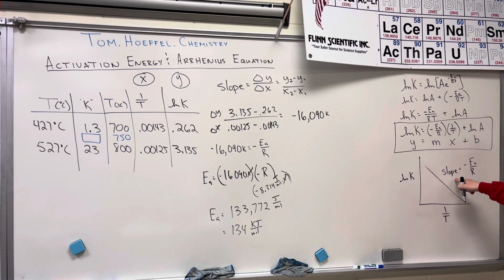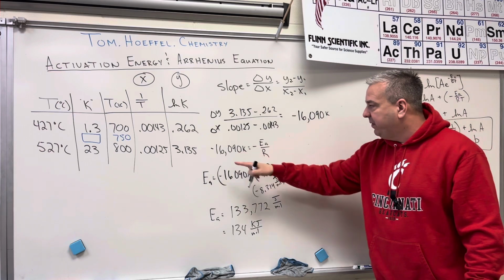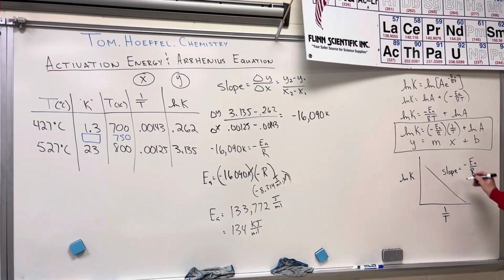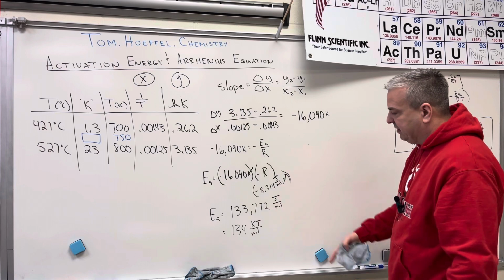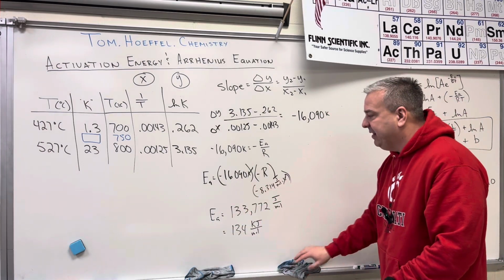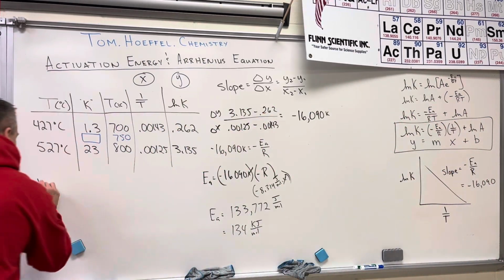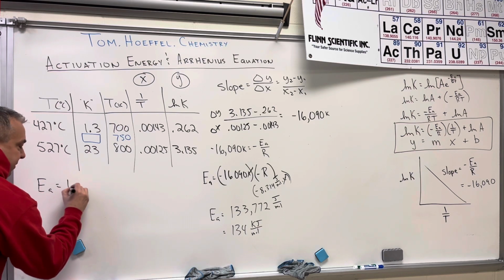So I'm just going to kind of put in here that we have the slope, okay, remember the slope is equal to, for this problem, negative 16,090. We're going to have to use that number a couple different places, okay? But remember, this is how we calculated the activation energy. I'm just going to put that over here on the side because I'm going to erase it.